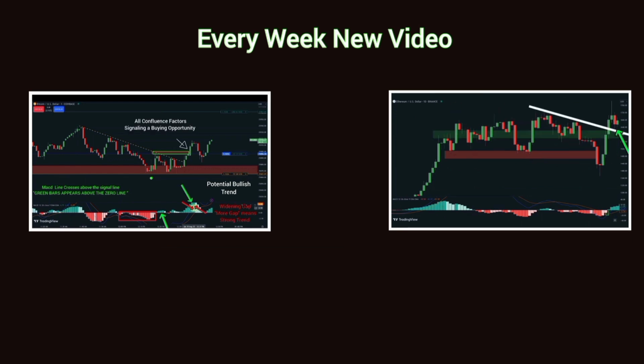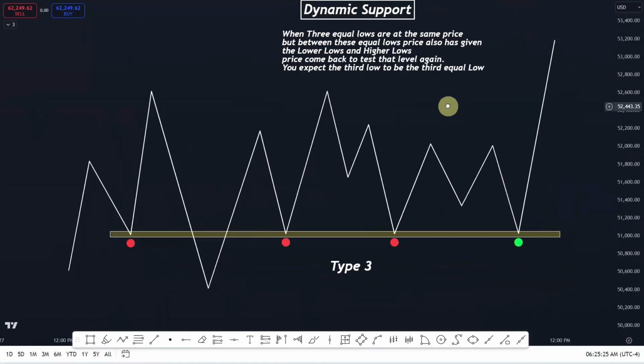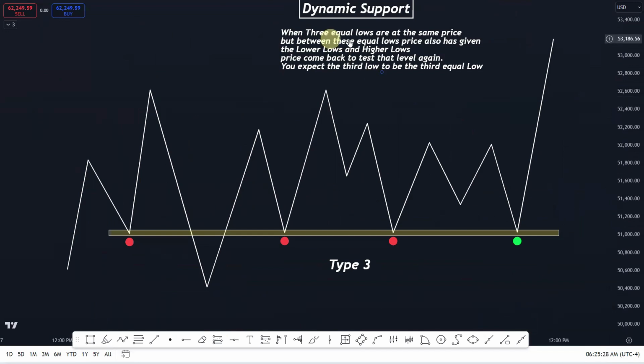This is a dynamic spot where 2 or 3 equal lows are at the same price. But between these equal lows, price also has given us lower lows and higher lows. You expect the third low to be a third equal low and can expect the price to go up from it.